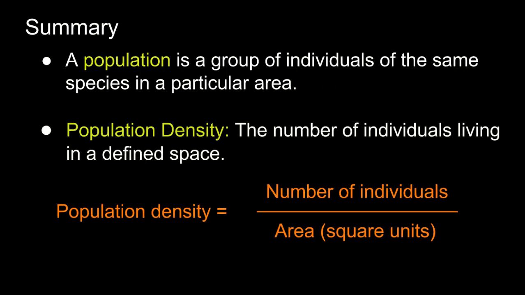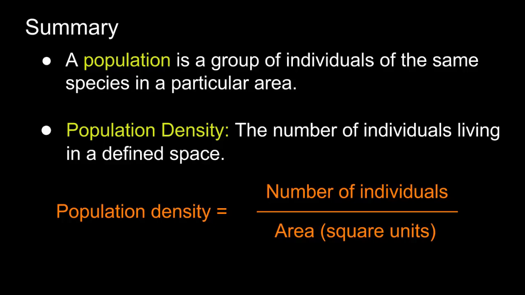First thing is that a population is a group of individuals of the same species in a particular area, and that's from a previous video, so I think you know that. The next thing here is that population density is the number of individuals living in a defined space or a defined area. And remember, ecologists like to define that area because it's easy to study. If you're living in a certain town or a certain state, or you're studying a certain pond or lake or forest, you define that space and you can calculate the population density of whatever species you're investigating.